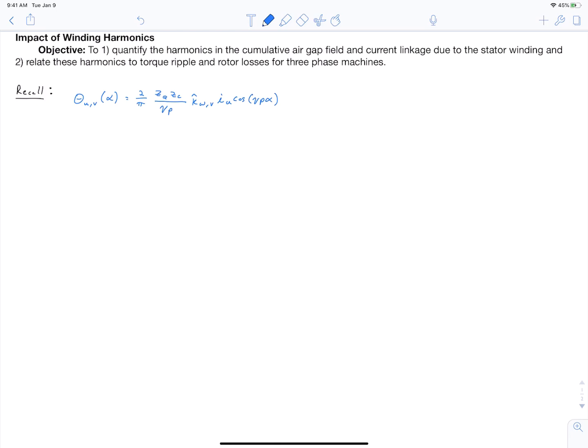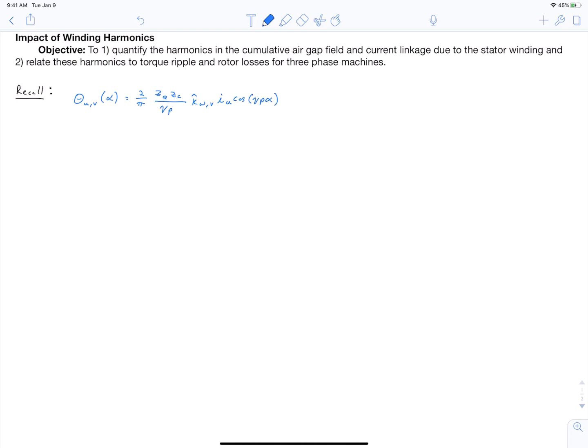The objective of this video is first to quantify the harmonics in the cumulative air gap field and current linkage that are created by our stator winding, and second to relate these harmonics to torque ripple and rotor losses for three-phase machines. This video exclusively considers a three-phase machine.